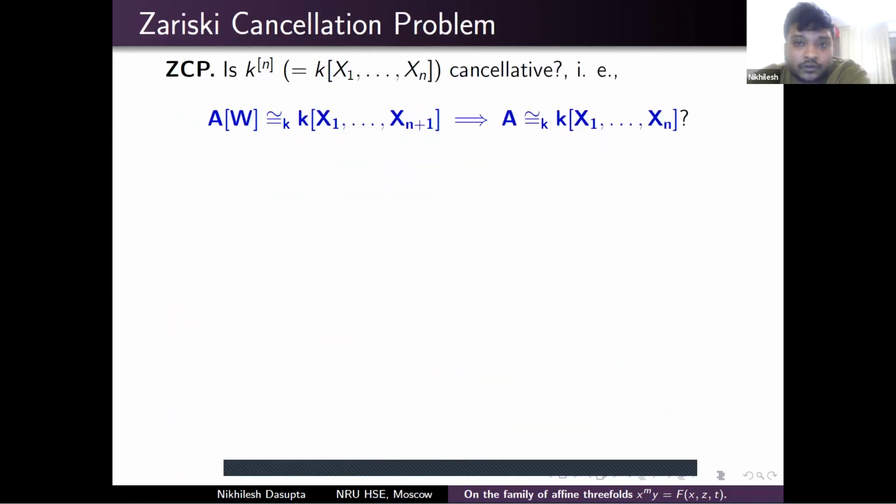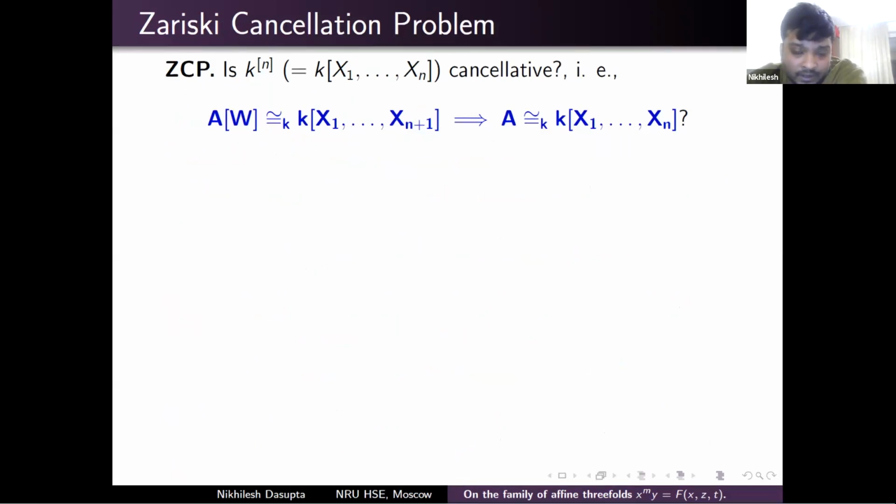Okay, so let's look at the Zariski cancellation problem. It states a very simple question: if I adjoin one variable W to my algebra A, and A[W] is a polynomial algebra in n+1 variables, was A originally a polynomial algebra in n variables? Obviously, the converse is true. If A is a polynomial algebra in n variables and you adjoin one variable, it will be a polynomial algebra in n+1 variables. But what happens to the answer of this question?